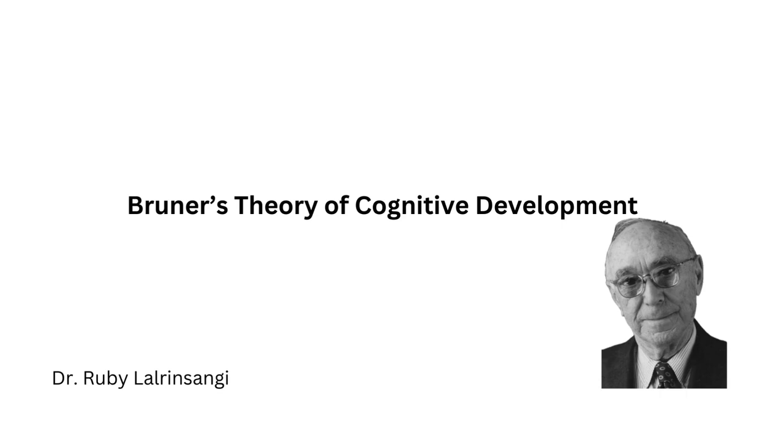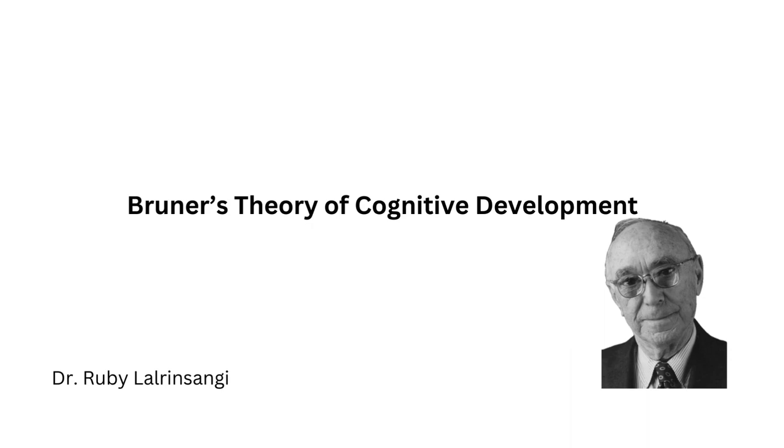This is Dr. Ruby and today's class is on another important theory in cognitive development, which is Bruner's theory of cognitive development. In our previous class, we explored Piaget's theory, discussing how children develop their thinking and reasoning abilities across different stages. If you have missed that video, make sure to check it out in the playlist called Educational Psychology. I'll also provide the link in the description below.